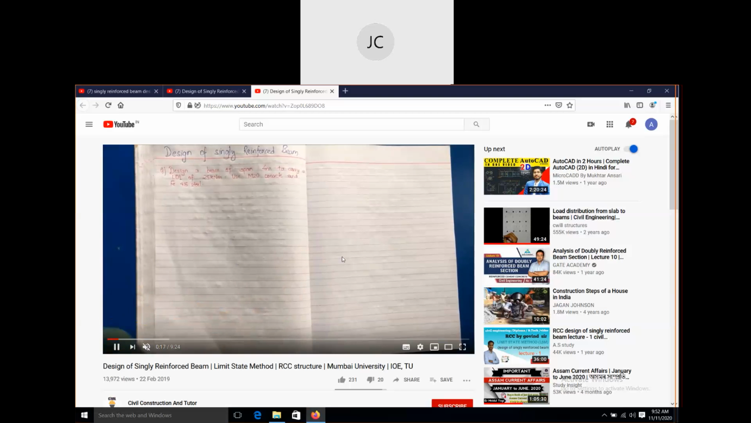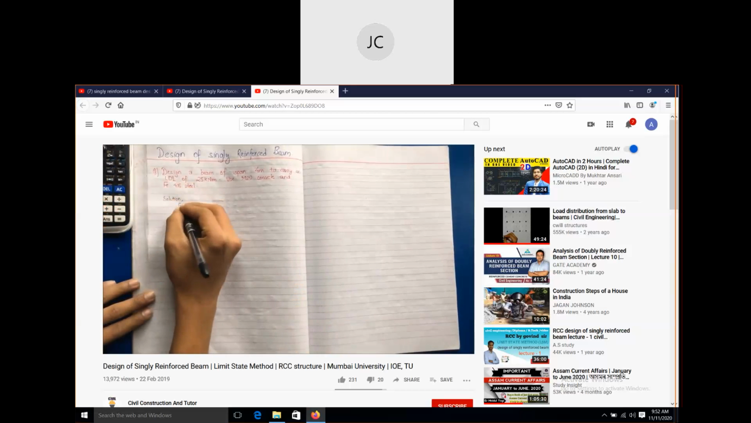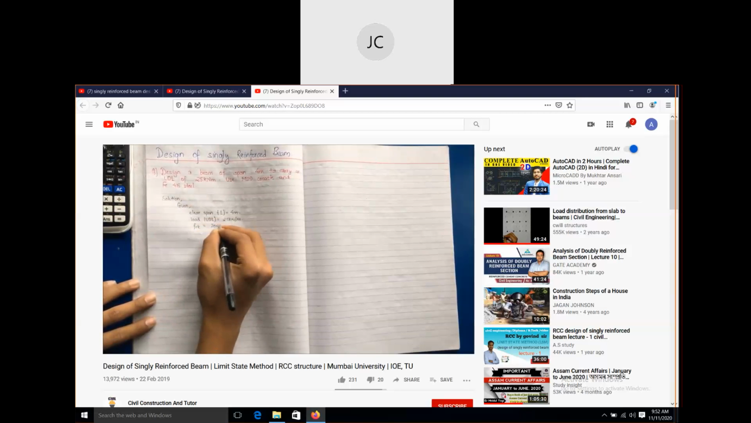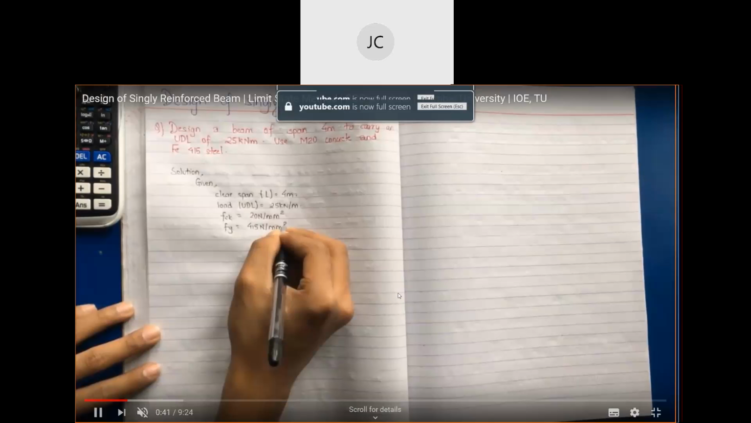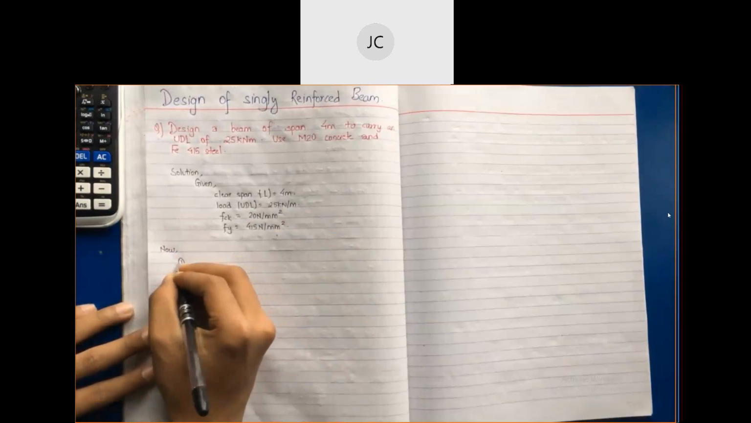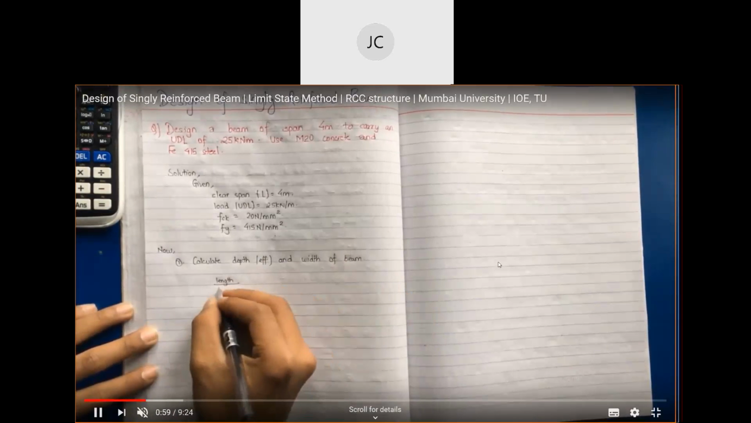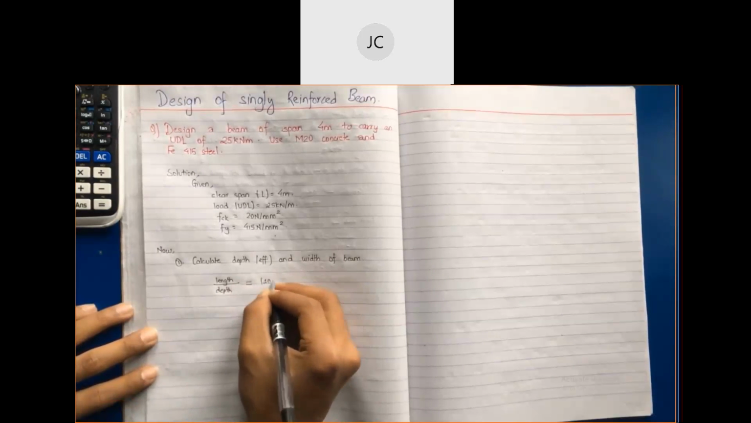Okay, so this is the question. Design a beam of span 4 meter to carry a UDL of 25 kilonewton per meter, using M20 concrete and Fe 415 steel. First you have to write down the given data. Clear span is given, UDL is given. Then we have to check the depth and width of the beam.